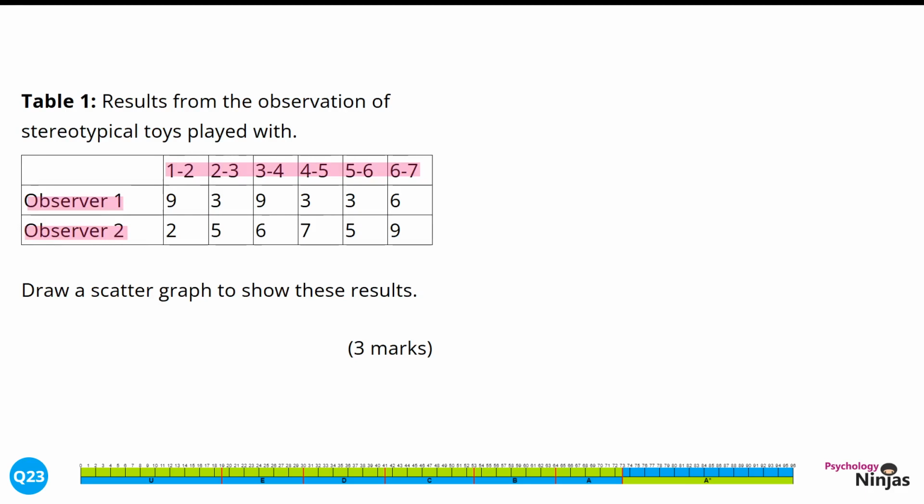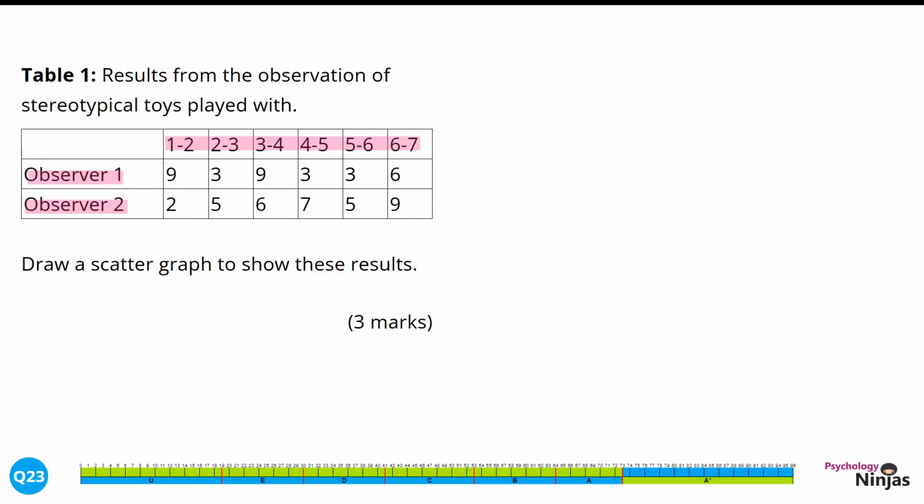Draw a scattergraph to show these results, 3 marks. Here we have the command word draw, so we would need to sketch out or draw this particular graph. We have some assumed psychological knowledge here in that we understand what a scattergram or a scattergraph looks like. So within our response, what we'd want to do is draw out our 2 axes on our graph paper that's provided. We'd want to have an appropriate scale for each axis.